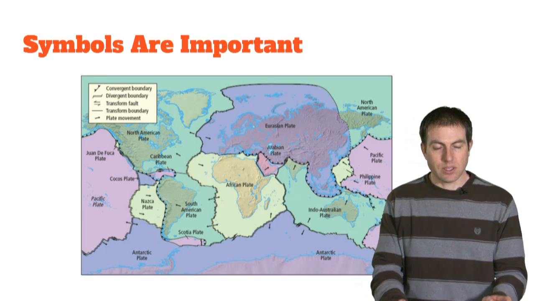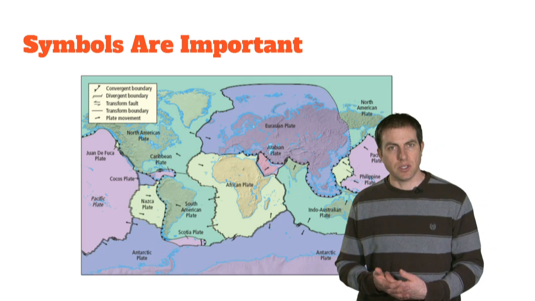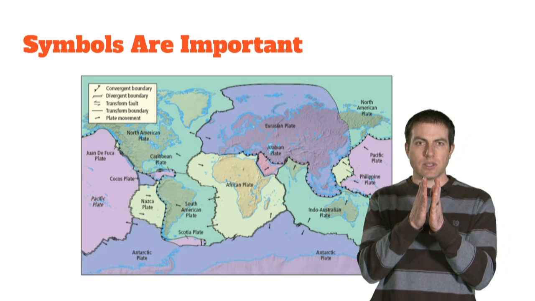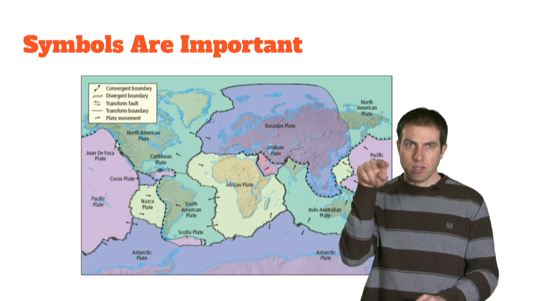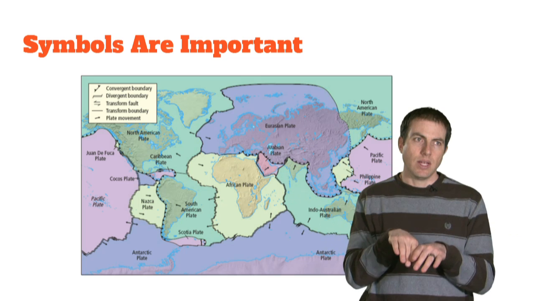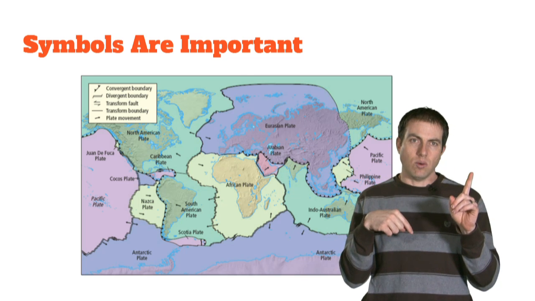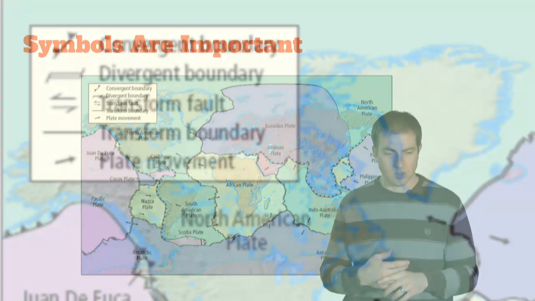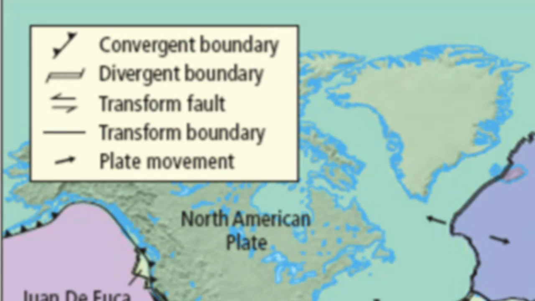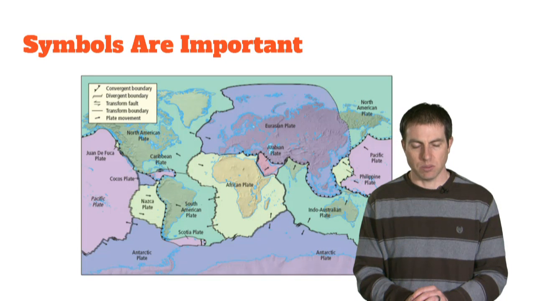We looked a little bit at the symbols. The symbols are always generally the same. Two lines next to each other means that the plates are moving apart. If you have the line with the triangles on it, that means the plates are coming together. And a single line with arrows going in opposite directions is a transform boundary. So those are the three boundaries we can get: convergent, divergent, and transform. They always look the same. Some maps will have arrows showing the direction the plates are moving.